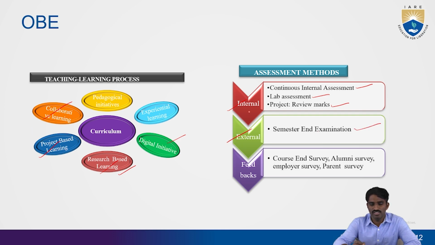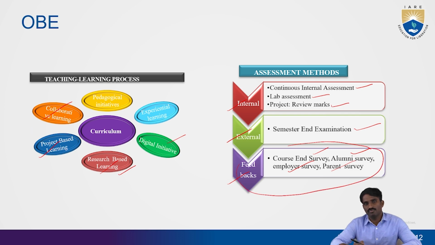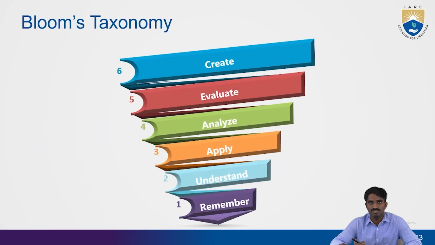Along with these two, we will also consider feedback in the assessment methods. The course end survey we will take from the faculty as well as students, the alumni survey we will take at the end after they have graduated, and the employer survey and the parents survey we will also take. So we will consider all these feedbacks as a part of the attainment. So this is some basic information about the outcome based education system.